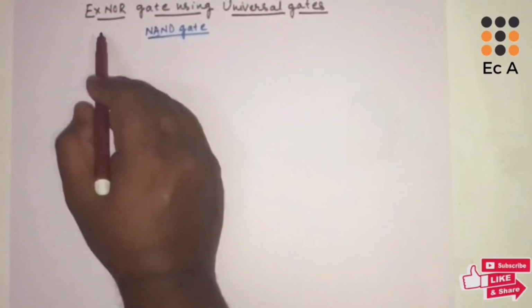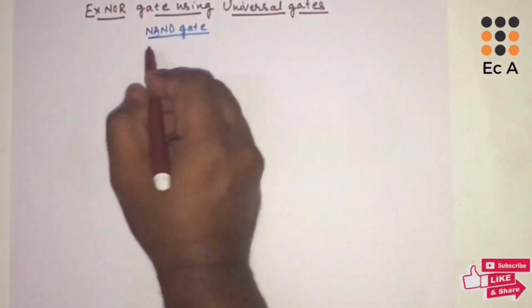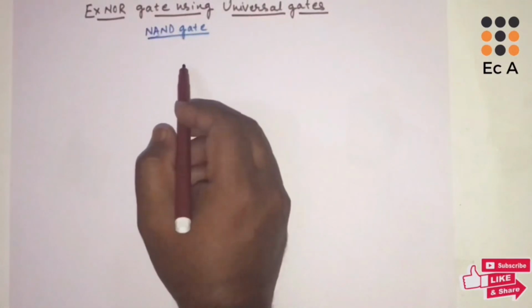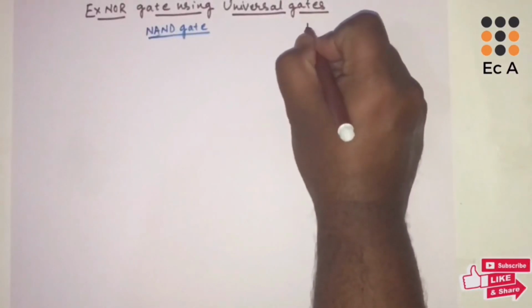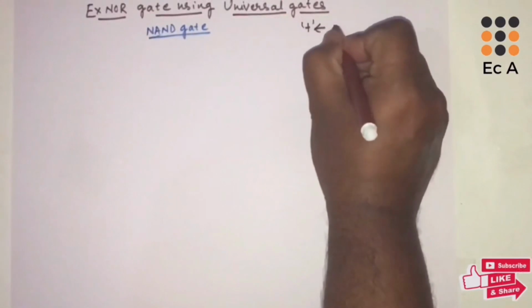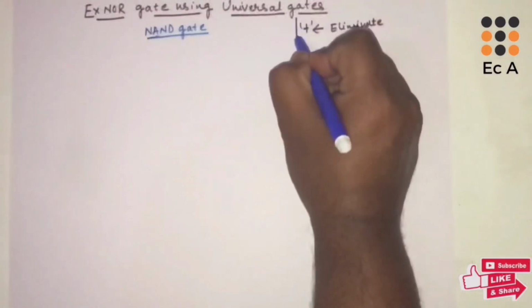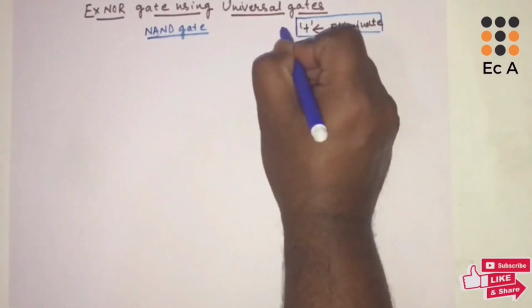Now let us understand XNOR gate implementation using universal gate. First let us implement XNOR gate using NAND gate. Always remember, to implement any given Boolean expression using NAND gate, you need to eliminate the plus sign. So the plus sign should be eliminated. We need to eliminate the plus sign to implement any given Boolean expression using NAND gate.